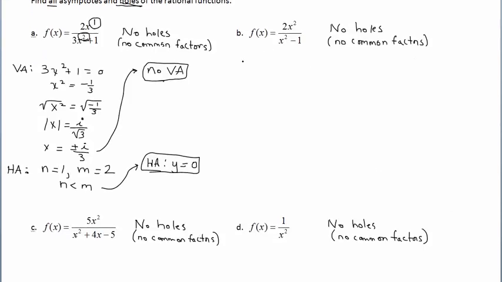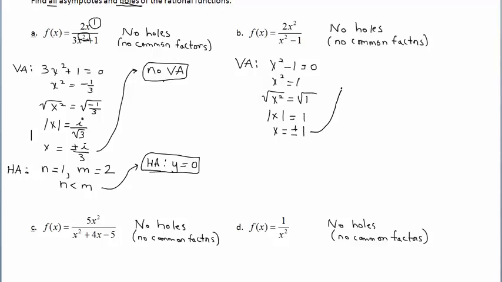All right, B. Let's explore the vertical asymptotes. Set the denominator equal to 0 and solve. Square root of 1 is just 1. Remove the absolute value. It looks like we're going to have two vertical asymptotes, one at x equals 1 and one at x equals positive or negative 1. x equals negative 1 and x equals positive 1.